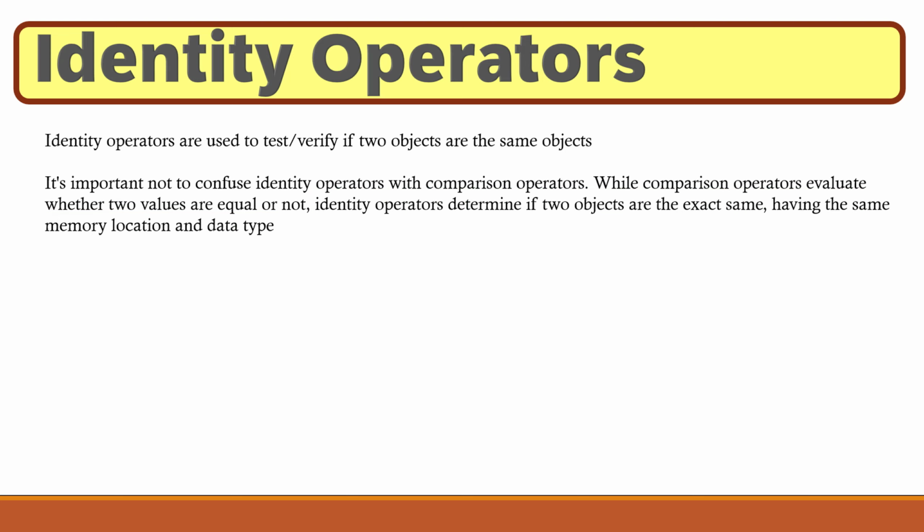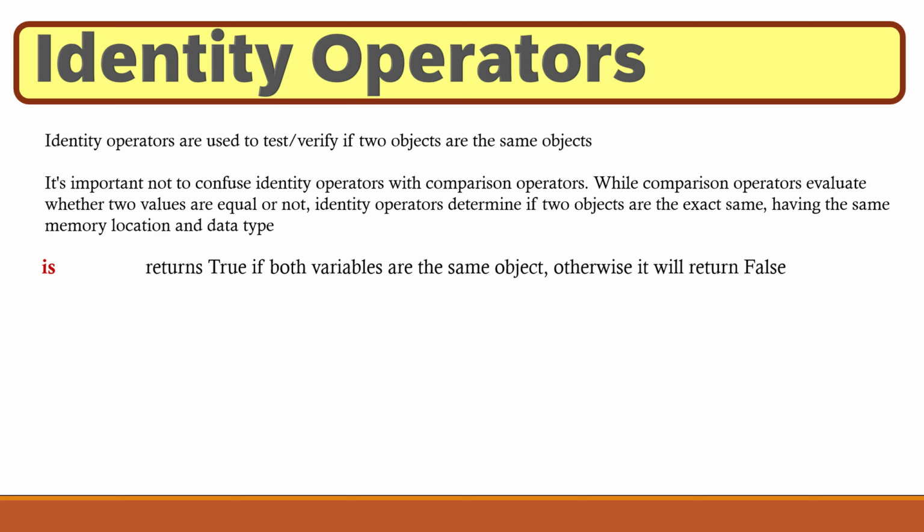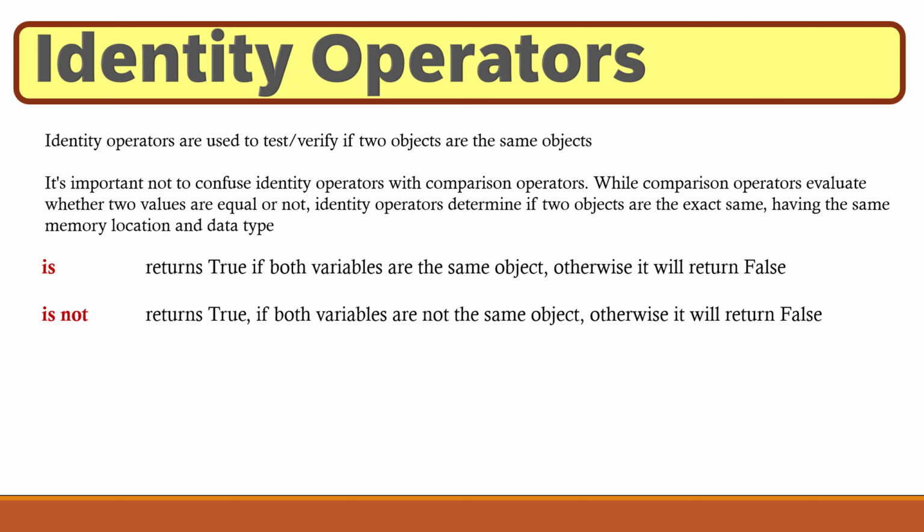When dealing with identity operators, there are two operators in particular. One is the is operator and the other one is the is not operator. The is operator returns true if both variables are the same object, otherwise it will return false. And the is not operator returns true if both variables are not the same object, otherwise it will return false. So it does the opposite.